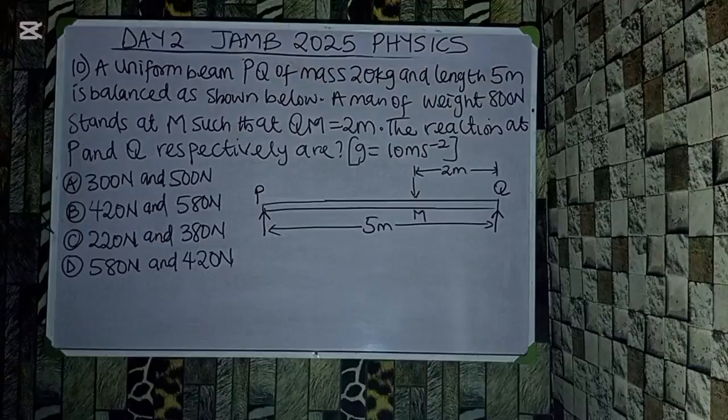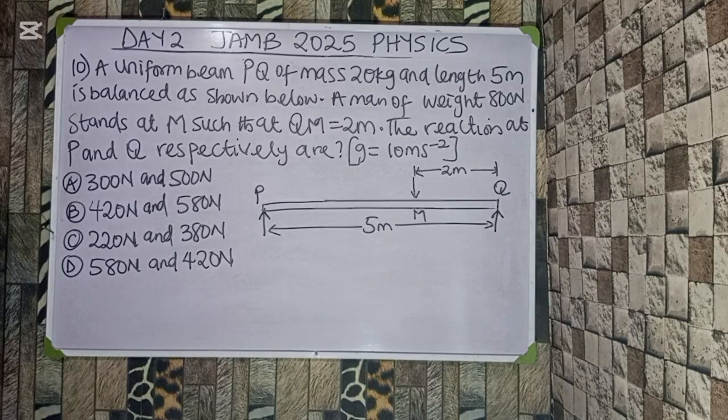Question 10. A uniform beam PQ of mass 20 kg and length 5 meters is balanced as shown below. A man of weight 800 Newton stands at M such that QM equals 2 meters. The reactions at P and Q respectively are, and we are given g to be 10 meters per second squared. Now we have the following options. So work it out and see the correct answer.